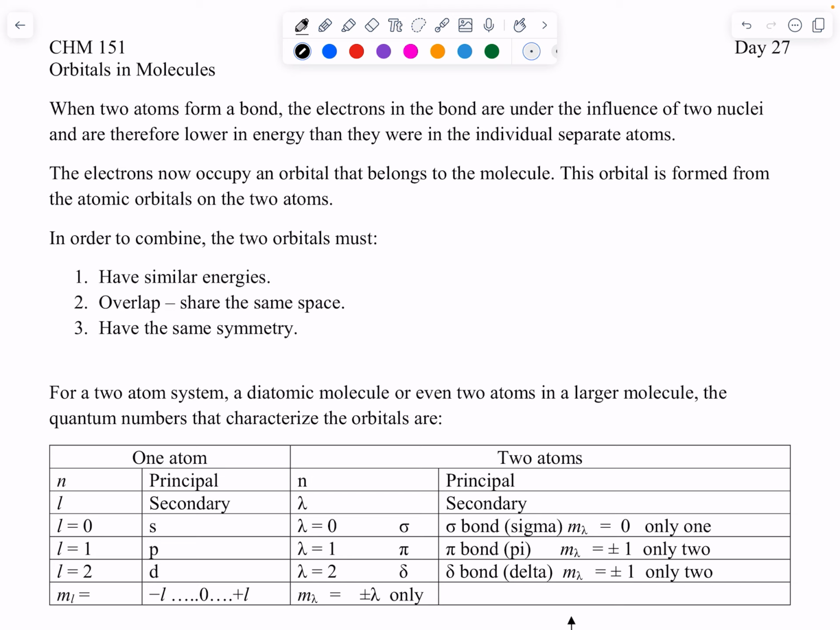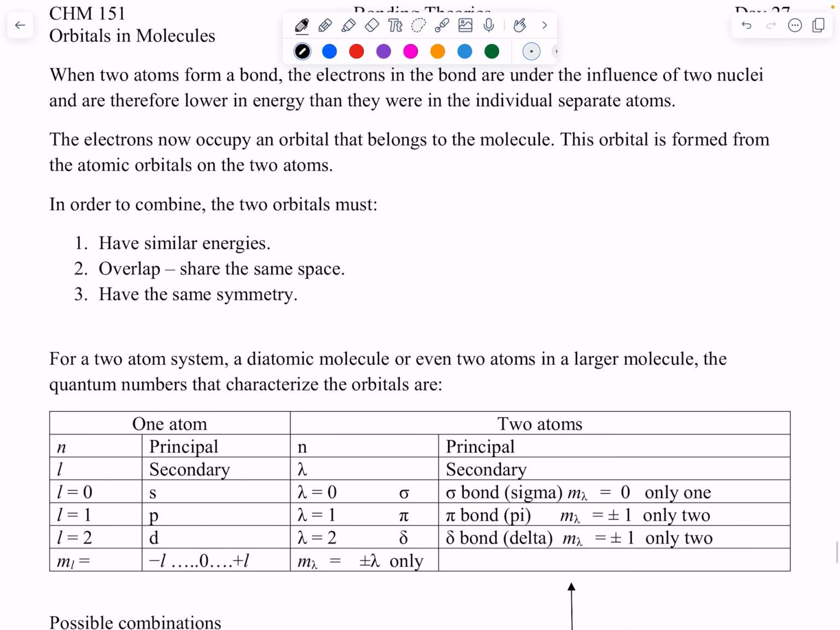So they have to have the same energies, right? They have to have the same space and the same symmetry, all right? What does all this mean? Well, let's just talk about the combinations. So one atom and the quantum numbers versus two atoms and the quantum numbers.